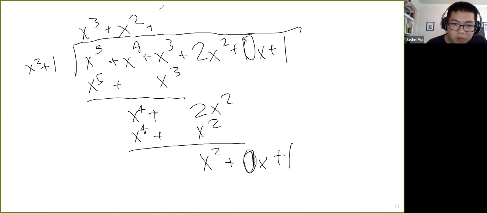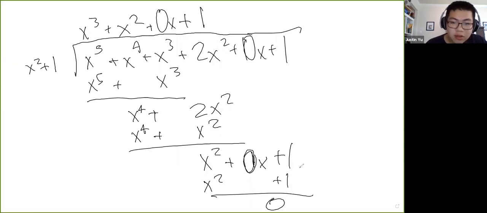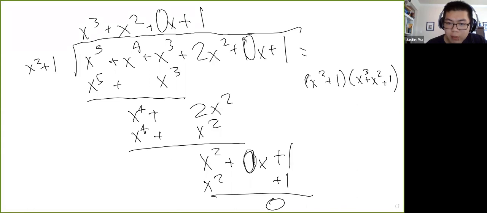So we can't multiply by an x term here. We can multiply by this 1. And when we subtract it, we don't end up with a remainder at all. So this tells us that this is equal to x squared plus 1 times x cubed plus x squared plus 1. Polynomial long division is, yeah, basically this.